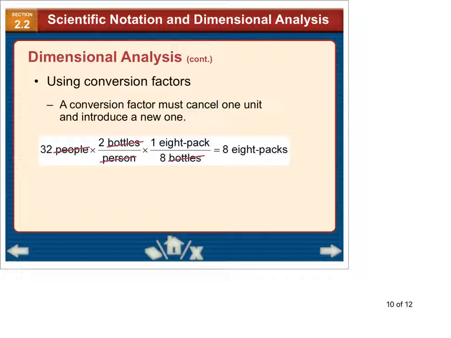Here's a little example, and as I do these, I'm going to have a big long bar here, and then it's going to look like that. But we go through and we cancel out things, like people cancel out persons, bottles cancel out bottles, and we do some multiplying and dividing.